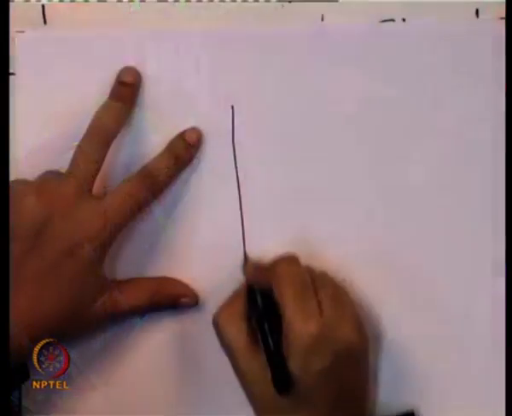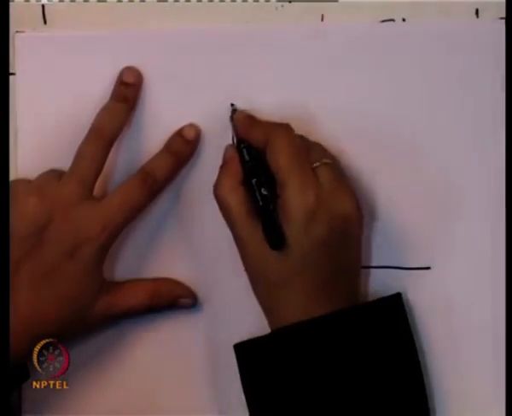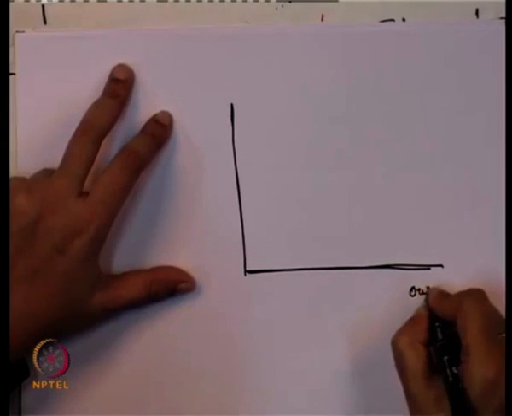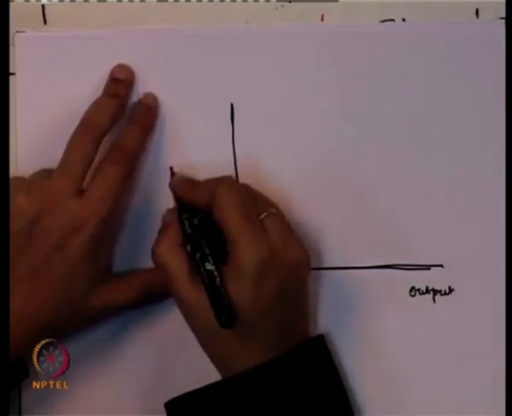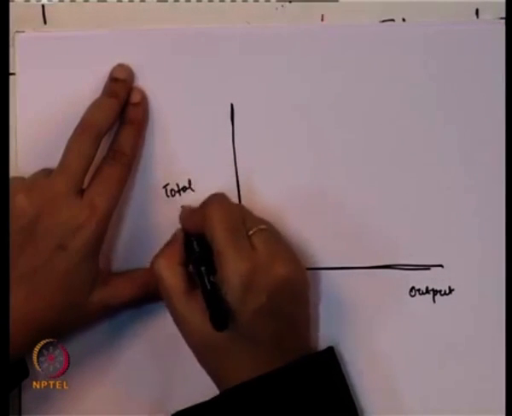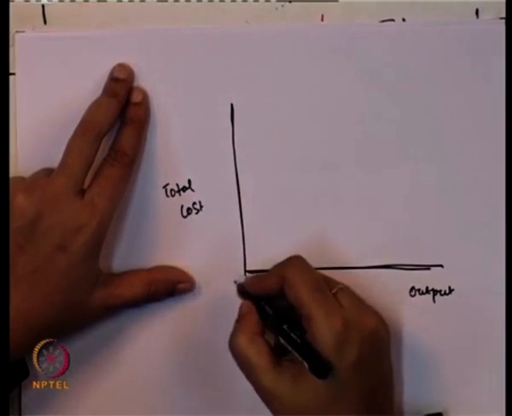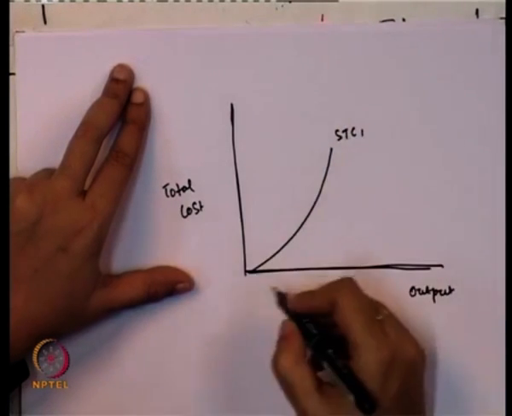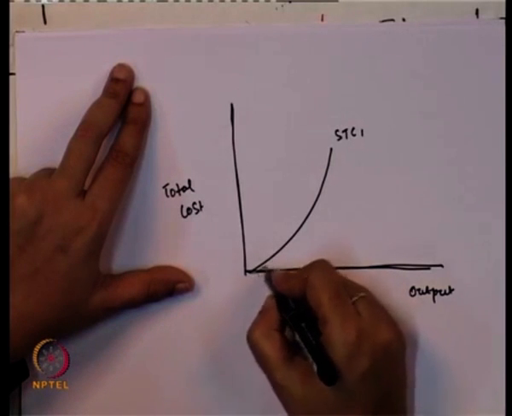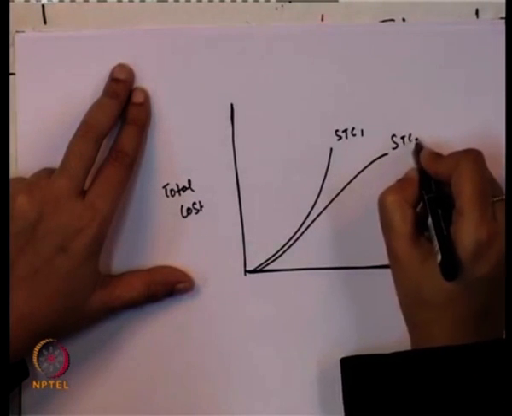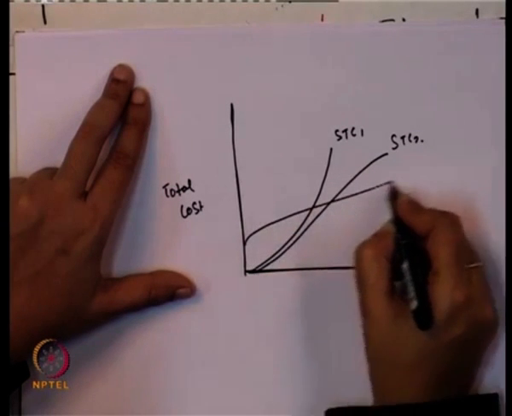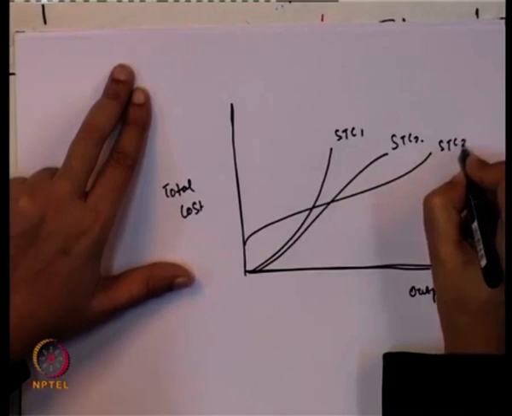Now, we will see how the long run total cost can be derived from the short run cost curve at the different levels of output. So, here we can say the output, here we can say the total cost. Maybe we have one short run cost curve, that is STC 1, maybe we have another short run cost curve, that is STC 2, or maybe we have one more short run cost curve, that is STC 3.